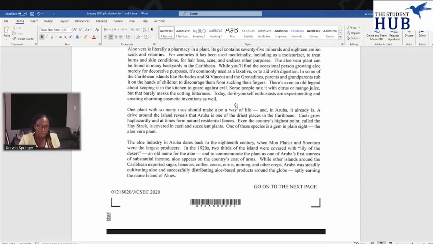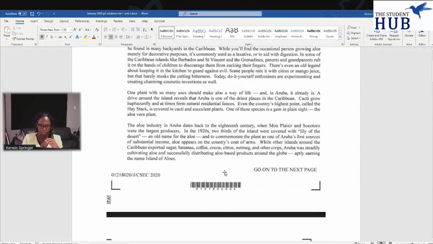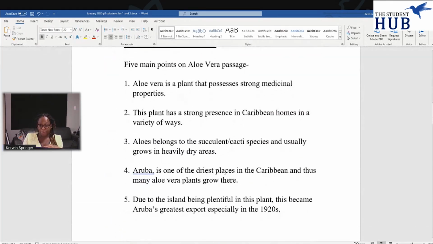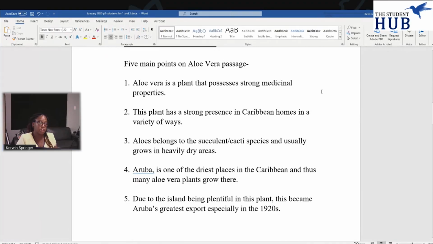What is the basis of this entire passage? All right, so in terms of the main ideas, here we have 5 based on the passage. So the first main idea that we've pulled out from that passage would have been that aloe vera is a plant that possesses strong medicinal properties. Okay, right. So the first main idea is aloe vera is a plant that possesses strong medicinal properties.